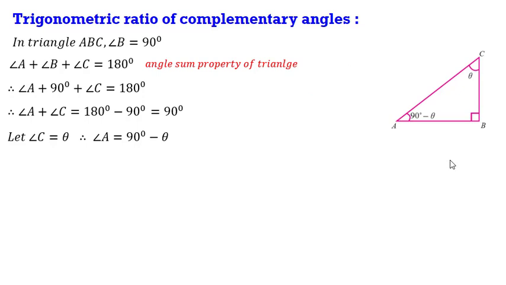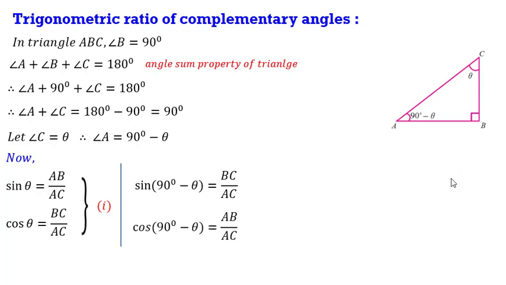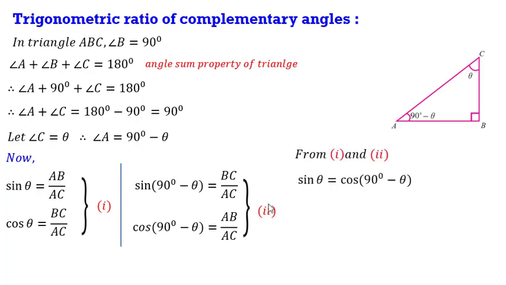Now in triangle ABC, if I find sin theta, I will get AB upon AC. Cos theta will be BC upon AC. I will consider this as equation 1. If I find sin of 90 minus theta, I will get BC upon AC, and cos 90 minus theta will give me AB upon AC. Now if I compare equation 1 and equation 2, I will get sin theta as cos 90 minus theta. You can see sin theta is AB upon AC, cos 90 minus theta is also AB upon AC.